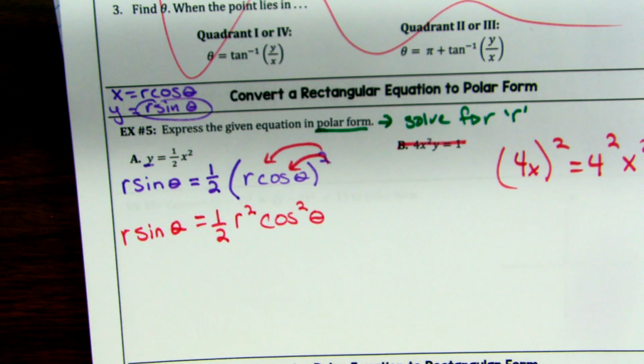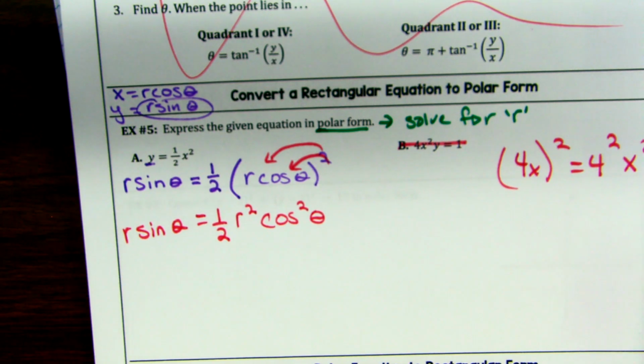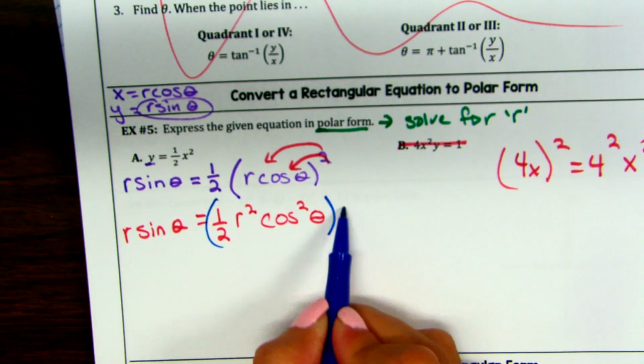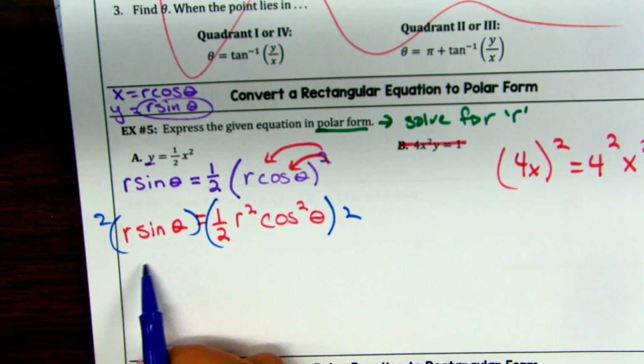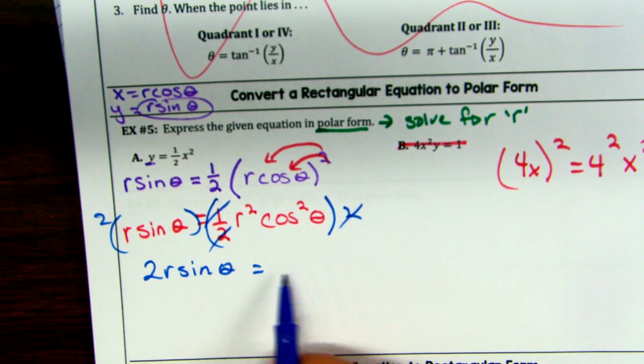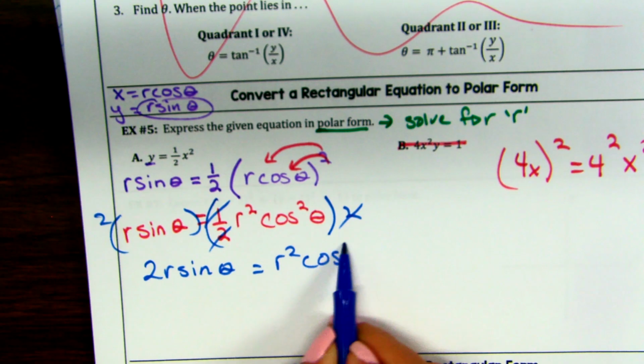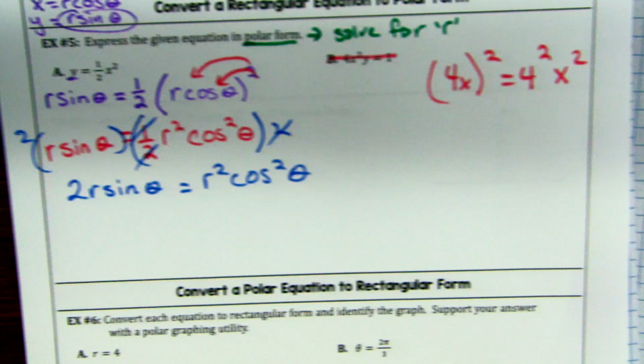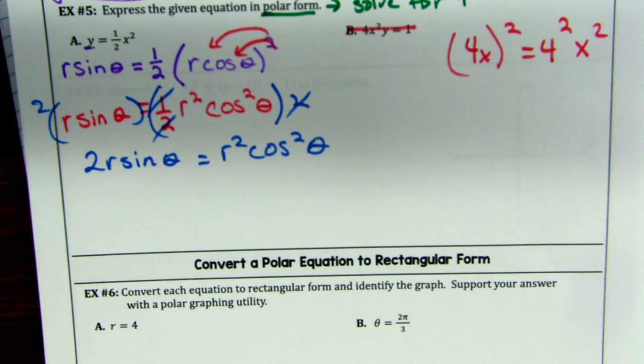So I have to solve for r. First thing you should notice, guys, is there's r's on both sides, and we have this pesky fraction. So I'm going to get rid of the 1/2 first. Let's get rid of that fraction by multiplying both sides by 2. So 2r sine theta equals r squared cosine squared theta. Okay? So I got rid of the 1/2 by multiplying both sides by 2.